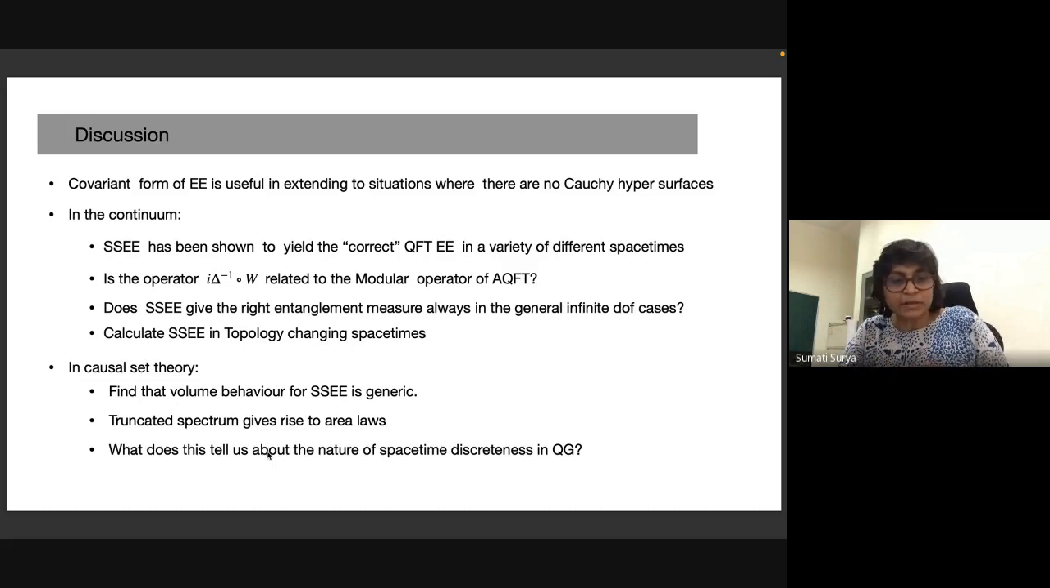In causal set theory, we found that the volume behavior looks like it's generic, and that when you have a truncated spectrum, it does give rise to area laws. And a question which is very much at the forefront of our minds is, what is this really telling us? Is it telling us something about the nature of space-time discreteness and quantum gravity? Why do we really expect the area law to hold at the very small? And so on and so forth. And I'm sure many of you will have input into this last question.